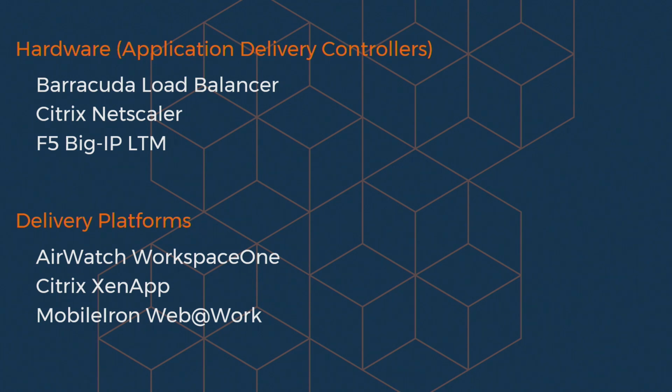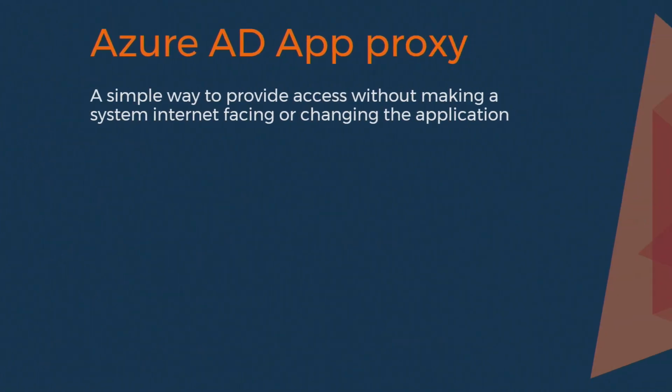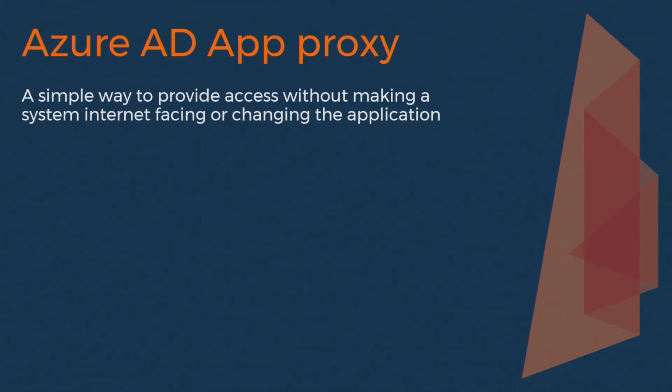The others are very similar. They're fundamentally for delivering either applications or desktops to remote users through a nice simple web portal. So the sort of app delivery platform we want to show you today, so it's the second category, is Microsoft's offering, which is called Azure AD, Azure Active Directory Application Proxy.